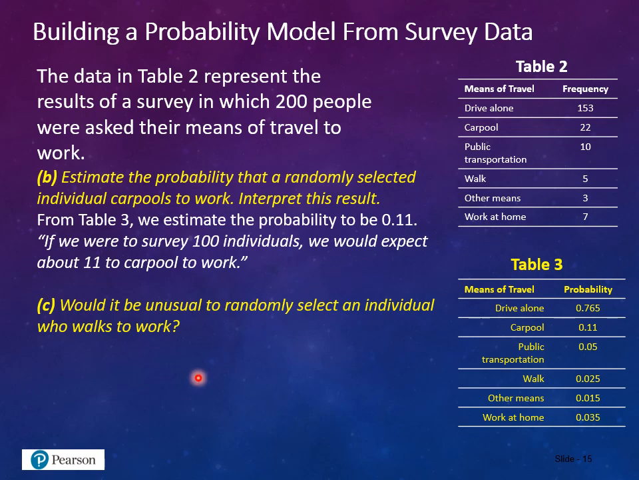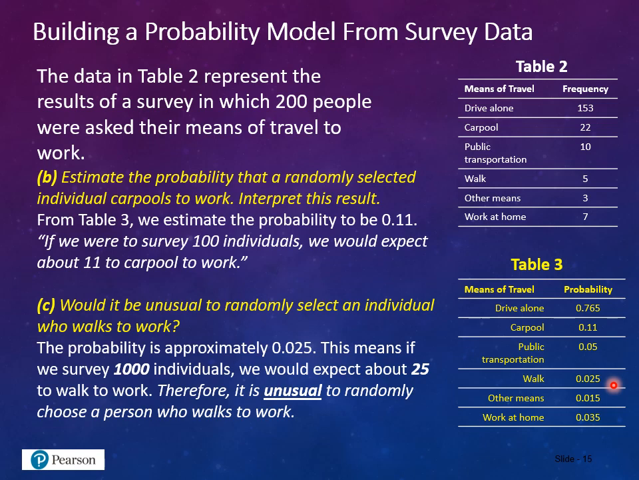So the last question is, would it be unusual to randomly select an individual who walks to work? It's a weird way of saying this, but remember these are those outliers, if you will, that are unlikely to happen. And so we're looking for things with a very low probability. As far as walking to work, we have an approximate probability of 0.025. So this is 2.5%. It's pretty low. The probability is approximately 0.025.